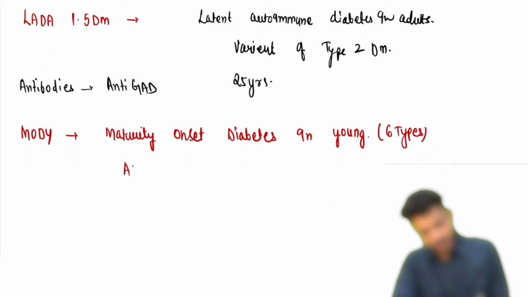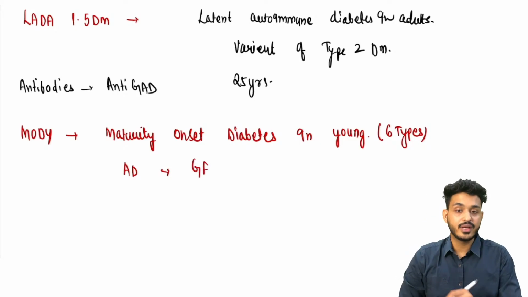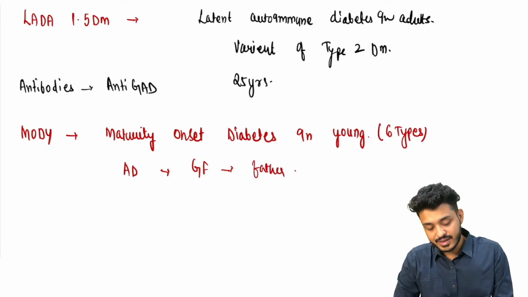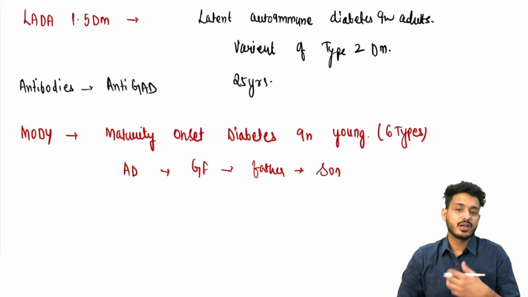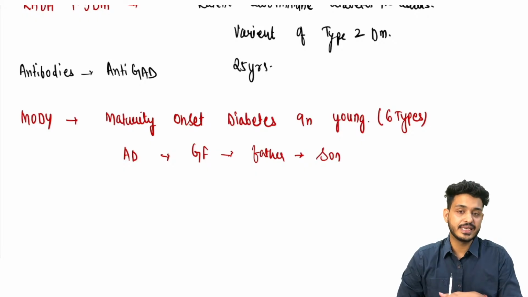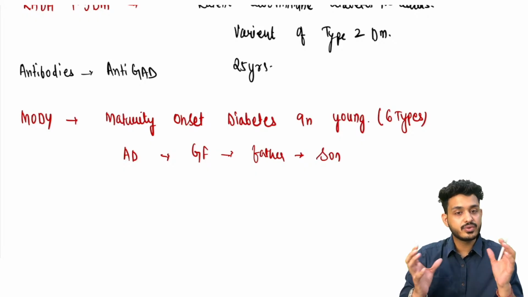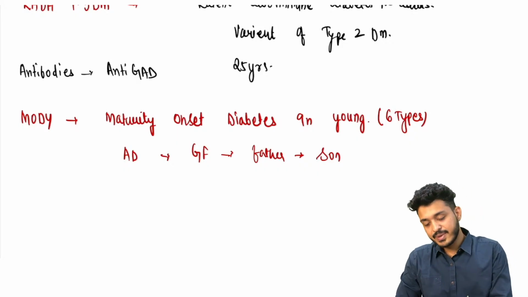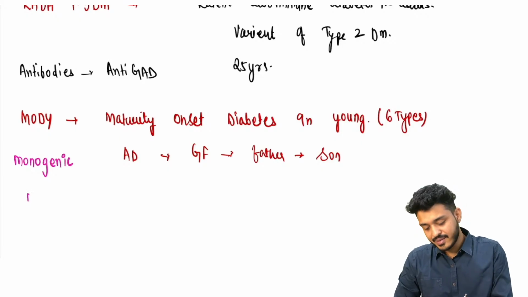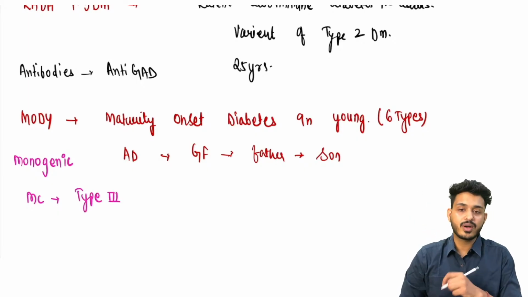It is an autosomal dominant condition, meaning if the grandfather has this MODY, what is going to happen? It is going to travel to the father, and from the father it is going to travel to the son also. So there will be a high risk in the family, right? You will see autosomal dominant inheritance here. But this is not polygenic, you do not have multiple factors around it. You will have a single factor, and this is a monogenic condition. The most common type that we are going to discuss is type 3 MODY, and that is the most important one that you have to remember.